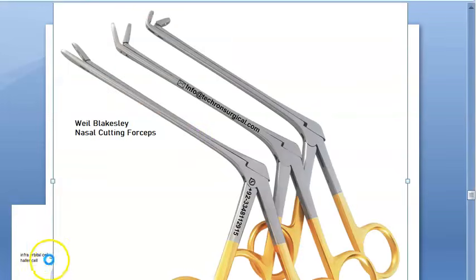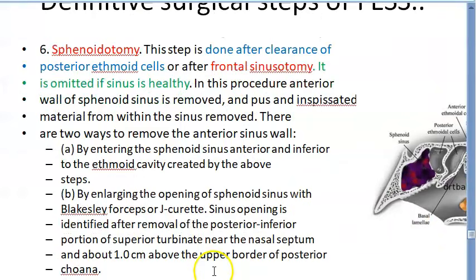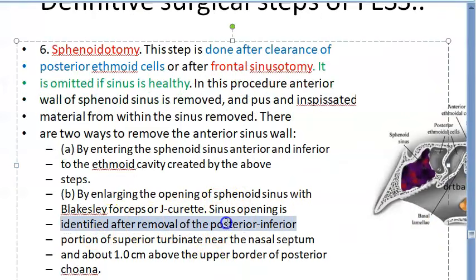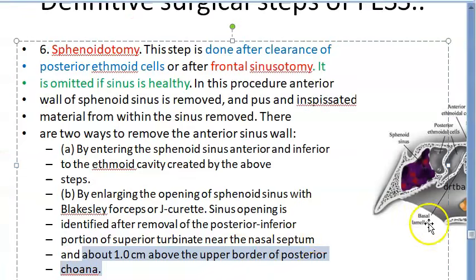So let's go back and continue where we were. We're talking about the sphenoid sinus. The sinus opening is identified after removing the posterior inferior portion of the superior turbinate. Only here they're talking about the superior turbinate. Remember, till now we spoke about the inferior and middle turbinate. Now they're talking about the superior turbinate near the nasal septum, about 1 centimeter above the upper border of the posterior choana. If you want, you can remember the details, guys. So that is about the sphenoidotomy.